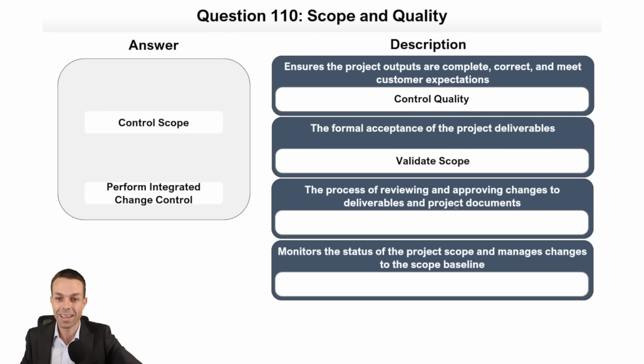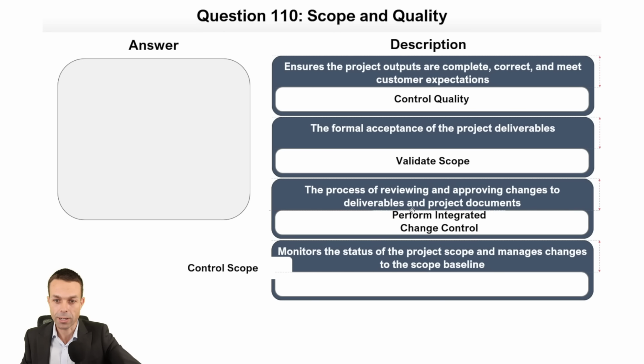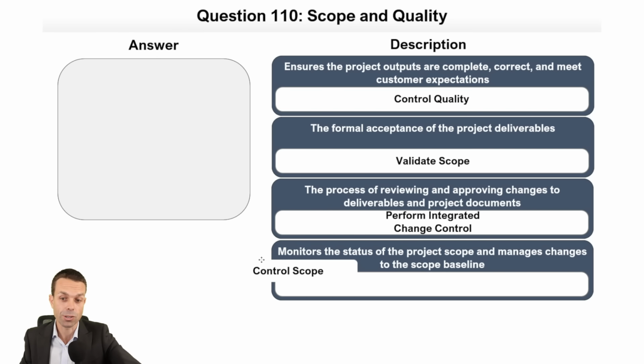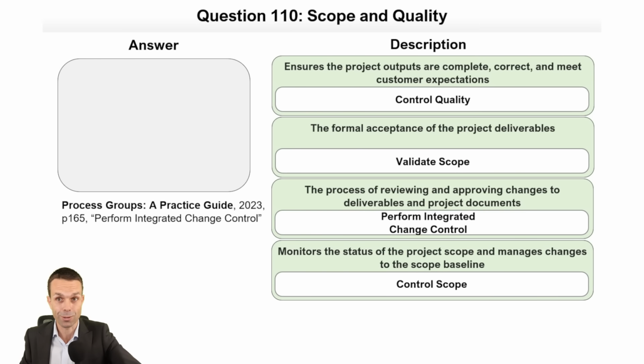The process of reviewing and approving changes to the scope is controlling scope, and monitoring the status of project scope and changes to the scope baseline. Oh, goodness me. Changes to deliverables and project documents. Oh, these are all quite tricky. Maybe that one is just perform integrated change control. And if we're monitoring the status of project scope and changes to the scope baseline, that's going to be control scope. Let's have a look. I think we've got this. And we have, thank goodness. That's wonderful to hear. Page 165, perform integrated change control in the Process Groups Practice Guide.